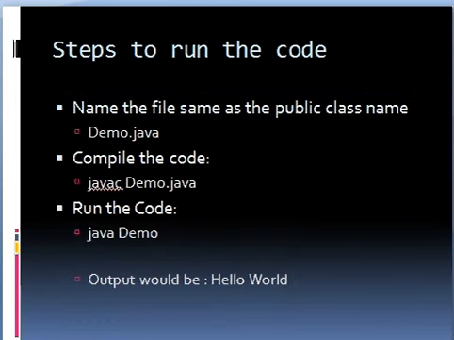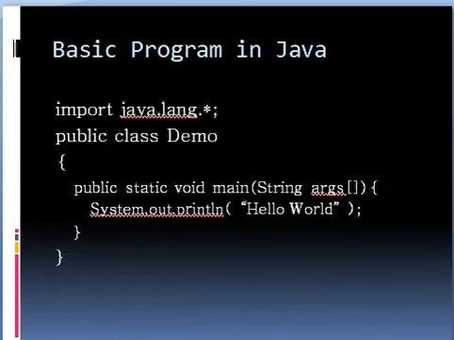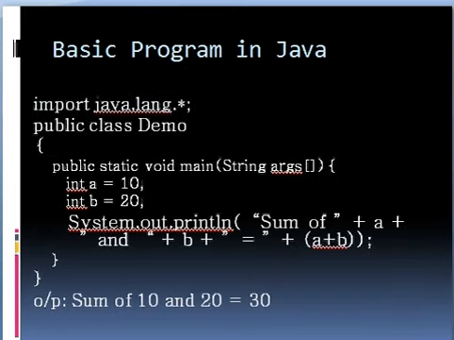Okay. So let's see another example wherein we are declaring two variables and we want to print the sum. So the code is as follows. Declaration of variables is same as that in C. So int a is equal to 10, int b is equal to 20. System.out.println sum of a and b is equal to a plus b.